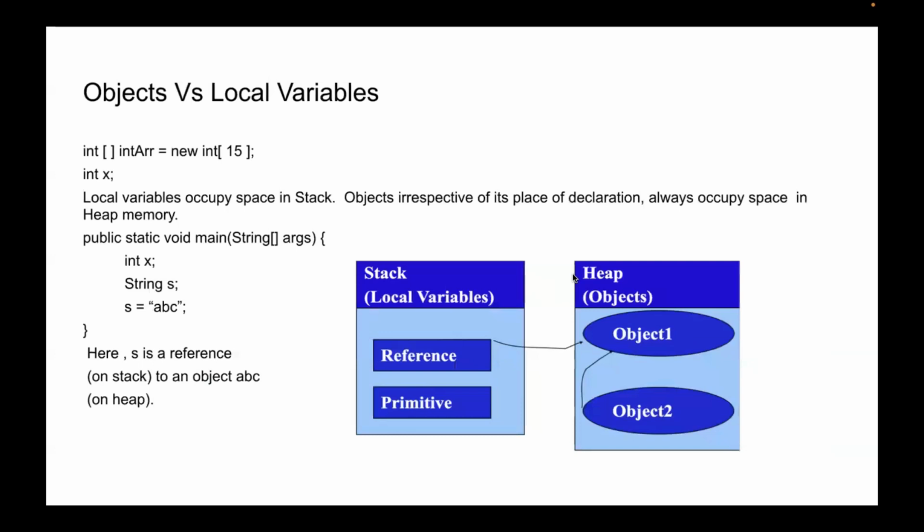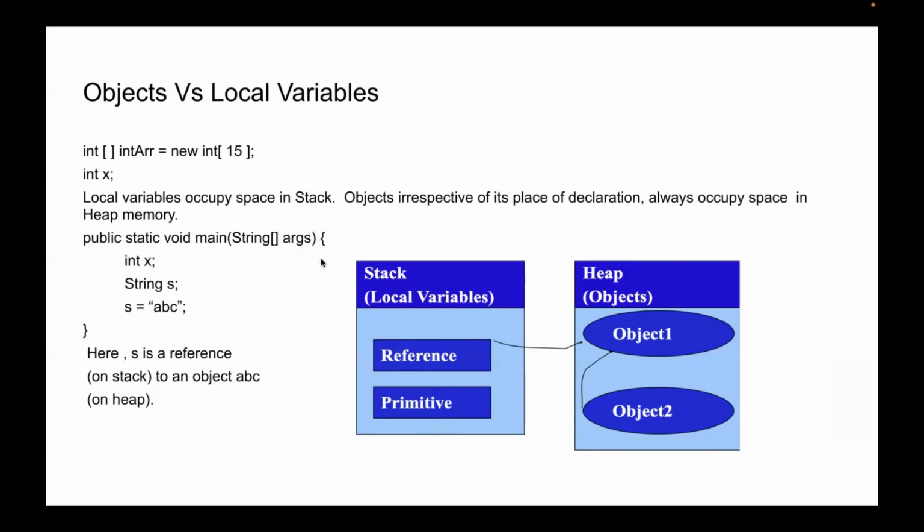So now see, what do we mean by objects and local variables. Anything that you create, you have seen how we create an array. So an array is an object. How these are managed in memory is that arrays or objects will be stored on heap, and all these local variables.